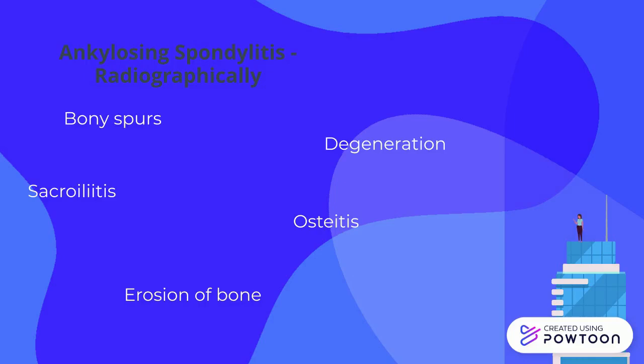In the later stages of ankylosing spondylitis, joint space is completely lost as new bone formation seals the open joint space caused by erosion.